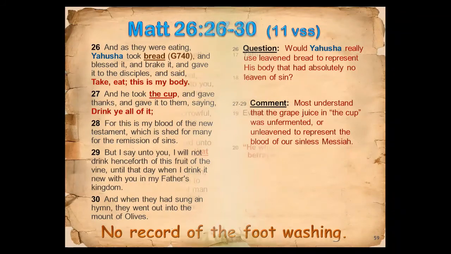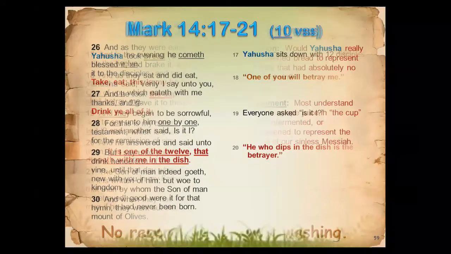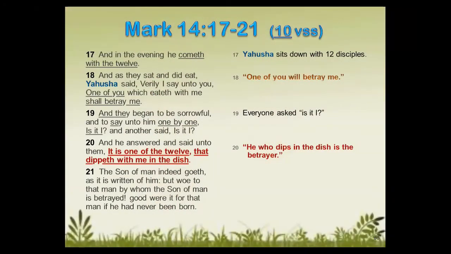Let's look at Mark. He has 10 verses describing this event. In the evening, when he cometh with the 12. So I'm not going to read all of it right now, but you can see that we have these same categories. Yahushua sits down with 12 disciples. He says, One of you will betray me. And everybody asked, Is it I? And then in verse 20, he answered and said unto them, It is one of the 12 that dippeth with me in the dish. He who dips in the dish is the betrayer. That's what it has there in Mark.